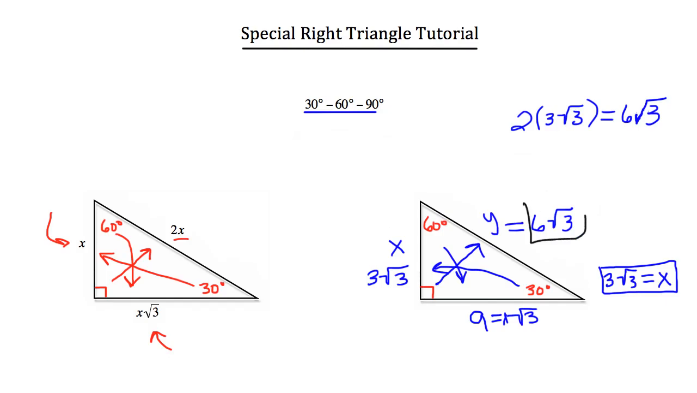The hypotenuse is 6 root 3. The short side, short leg, is across from the 30-degree angle, and it's 3 root 3. And we were given the longer leg with a value of 9. That's how you work with 30, 60, 90s.